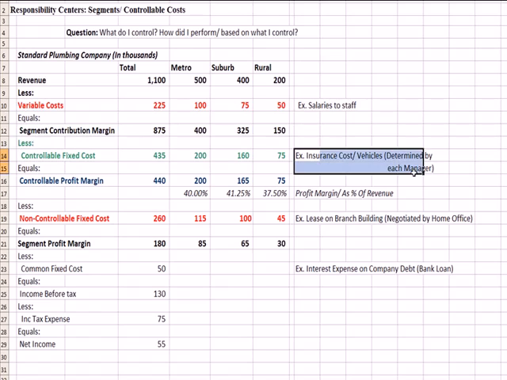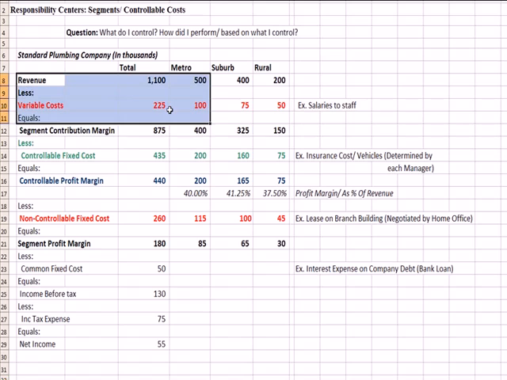So the example I use is, let's say that the manager gets to pick their insurance for the vehicles that are out there driving around fixing plumbing. So we have controllable fixed costs, and we come up with a profit margin that each manager, metro, suburban, rural, can control. And then we look at that profit margin as a percentage of the revenue at the top.